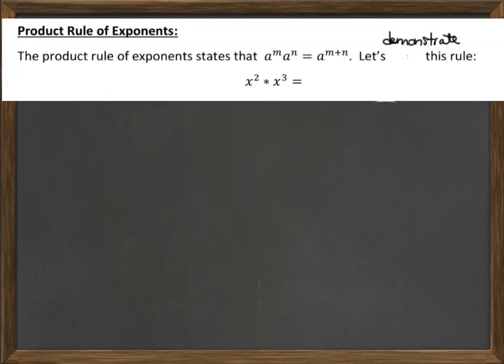Let's begin. So the product rule of exponents states that a to the m power times a to the n power is equal to a to the m plus n power. So we're going to demonstrate this rule using x squared times x to the third.